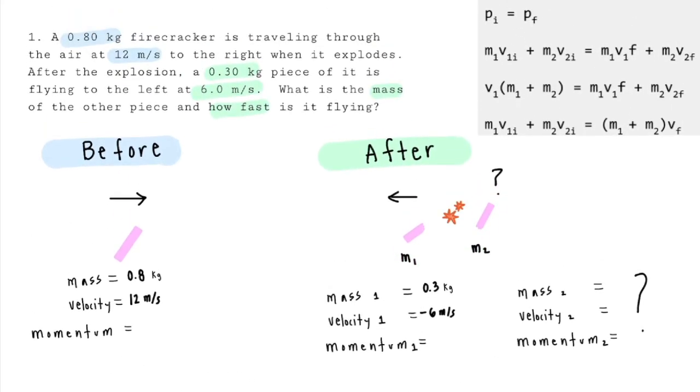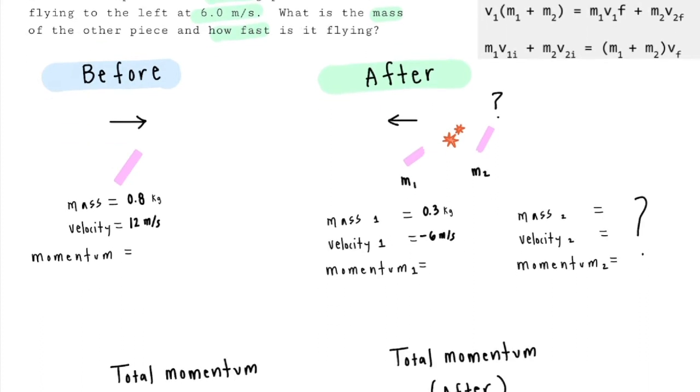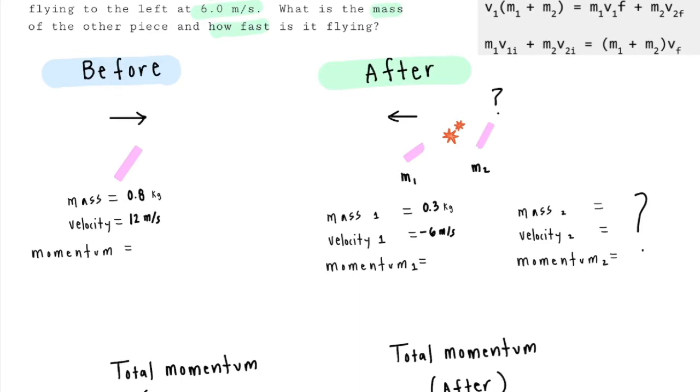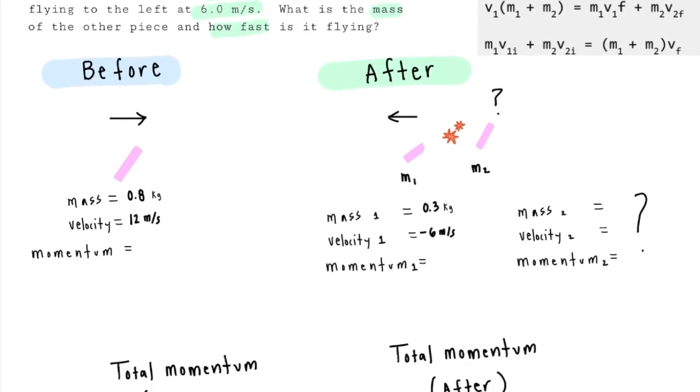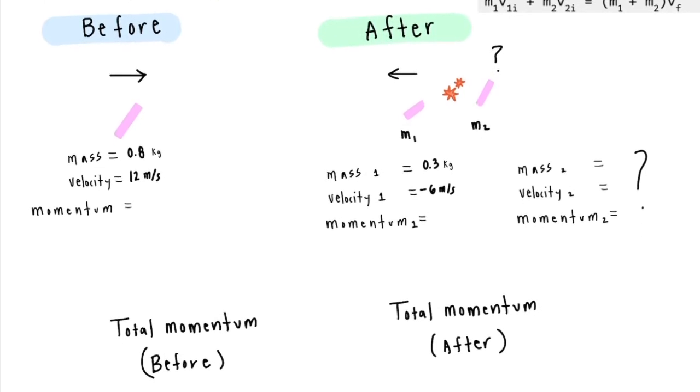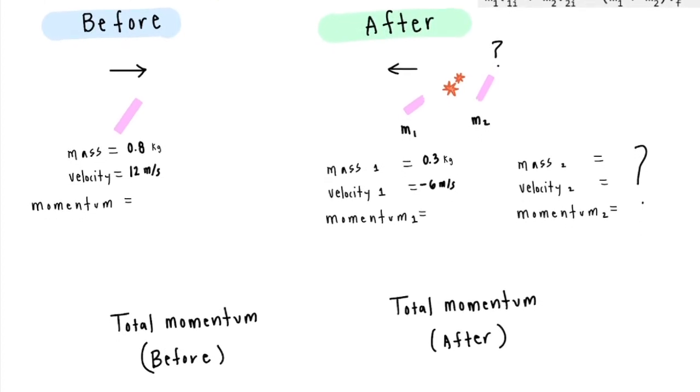In conservation of momentum problems, the key idea here is that momentum is conserved, and so the initial momentum is equal to the final momentum, and we'll use that knowledge to help us solve for any unknowns. So what I'm going to do first is just figure out what the momentum is initially. Since there's only one mass and one velocity, all we have to do is multiply those together.